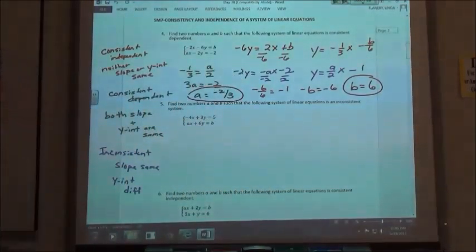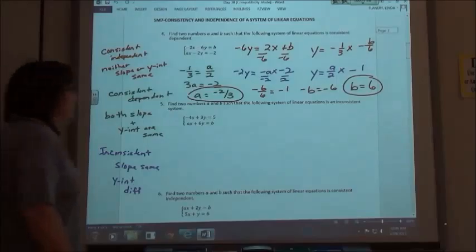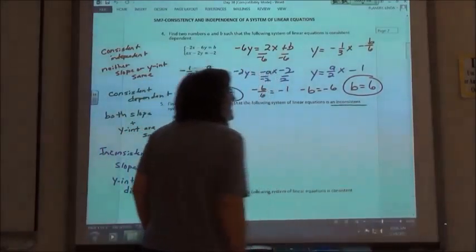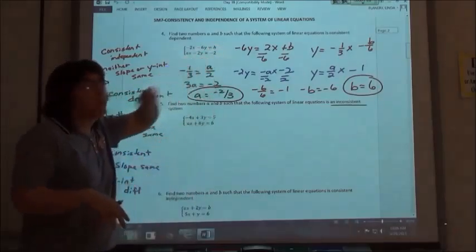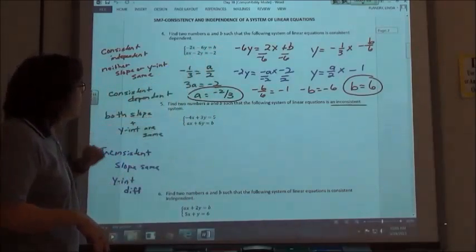Now on my next one it says find two numbers a and b such that the following system of linear equations is inconsistent. If it's inconsistent, the slope has to be the same, but the y-intercepts have to be something different. Again, I'm going to solve it pretty similar to what I did here, so I have to rearrange my equations.